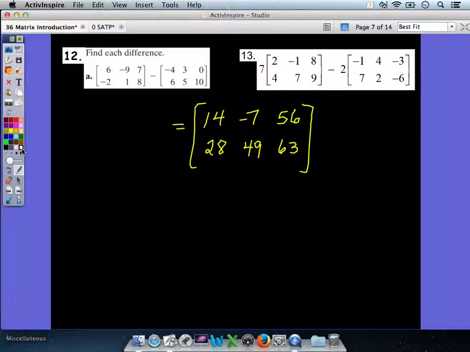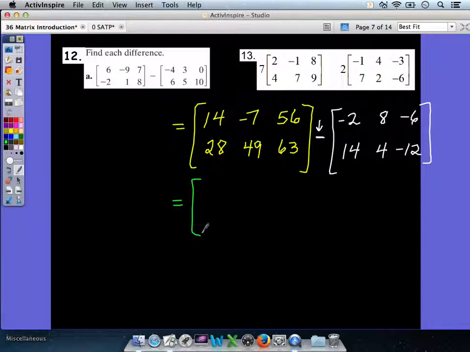Then we have minus. Once you have that minus, you just sort of have to ignore this minus right there and just distribute the 2, because here's the minus right here. I can't use the minus and the negative at the same time. So now I distribute 2. 2 times negative 1, 2 times 4, 2 times negative 3, 2 times 7, 2 times 2, and 2 times negative 6. Then I have to remember that I am subtracting.